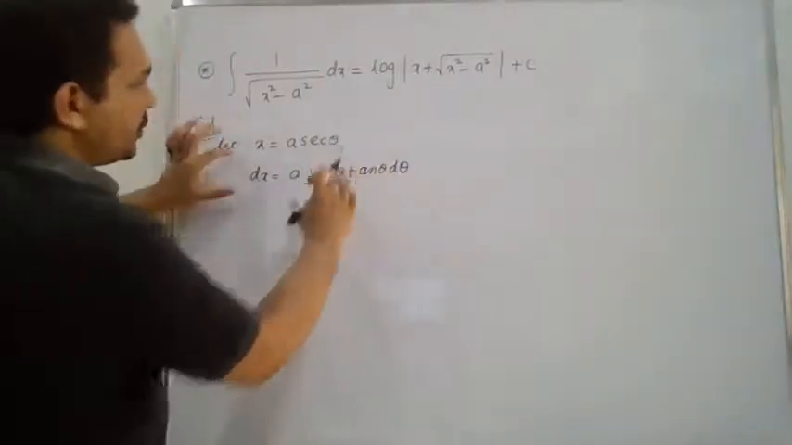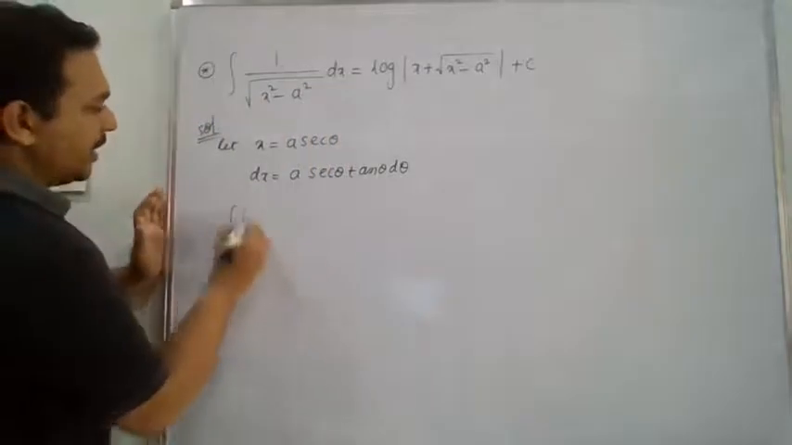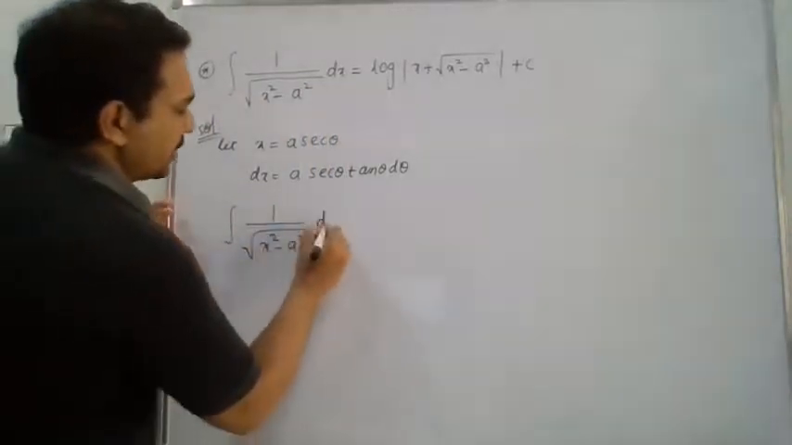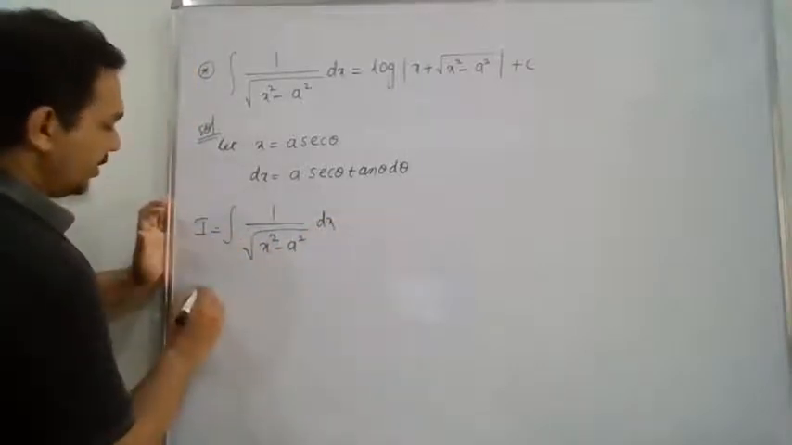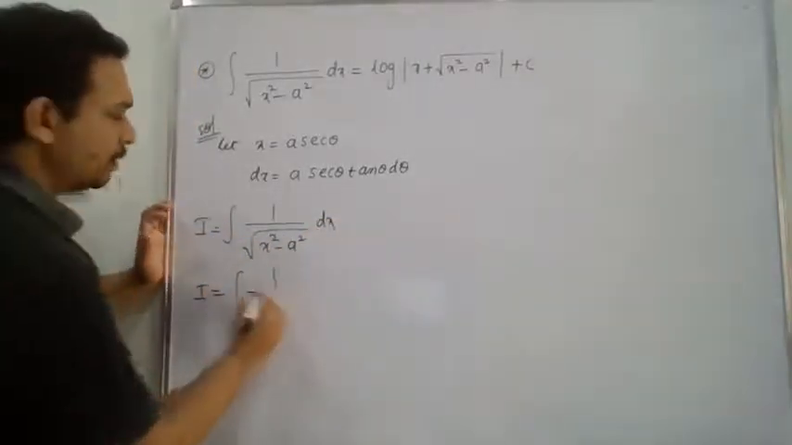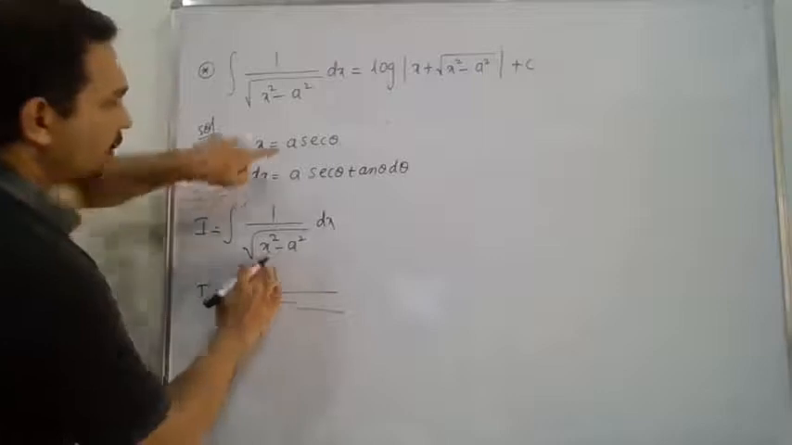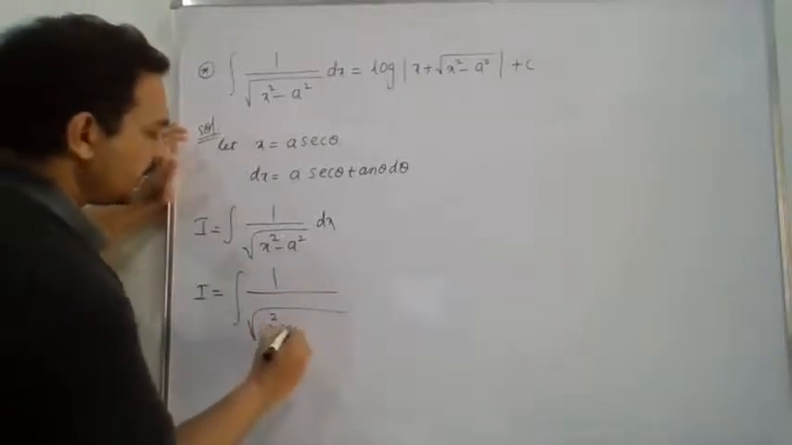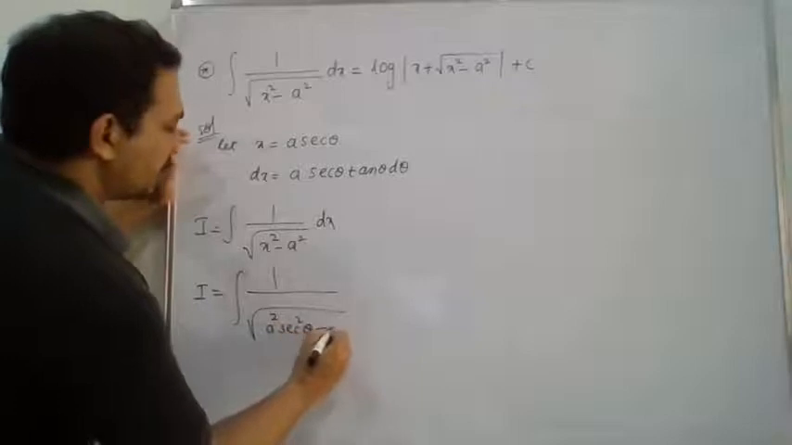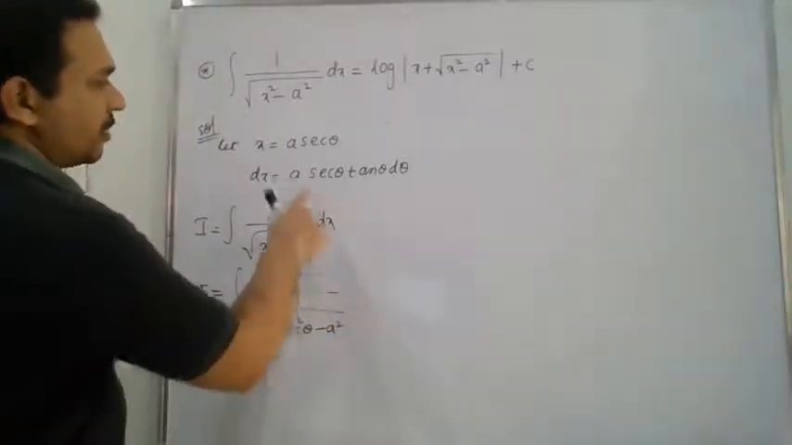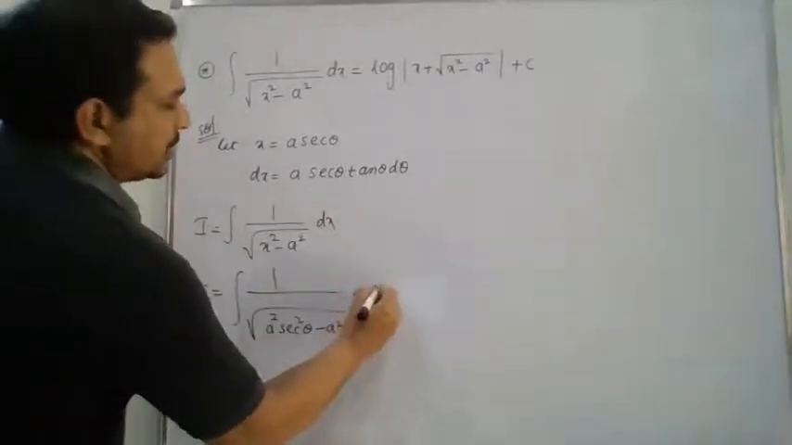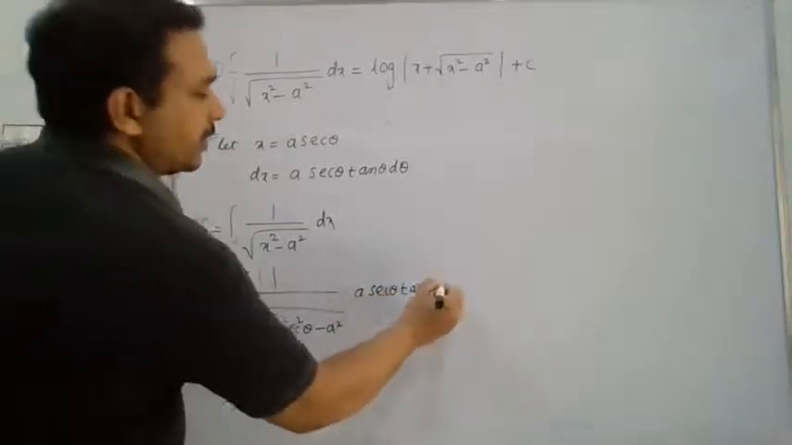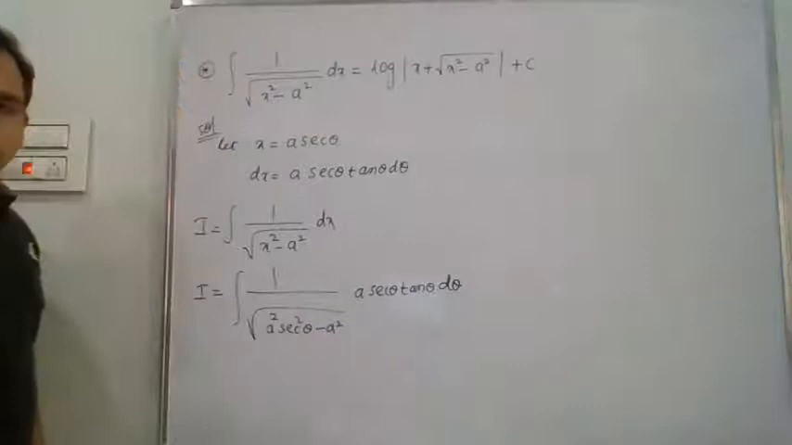So substitute these two inside the LHS. What is LHS? Integration of 1 by square root of x square minus a square dx. So this is the integration I. We will do the substitution now. 1 by square root of x value is what? A secant theta, so whole square is there, no? That's why it is a square secant square theta minus a square into, instead of dx, what we should write? A into secant theta into tan theta into d theta. This is the substitution.